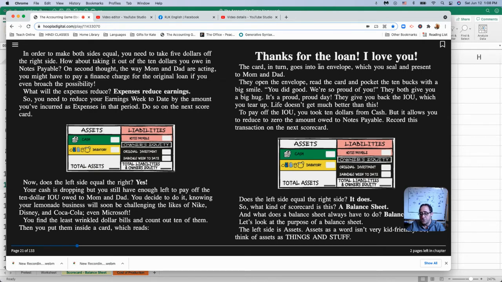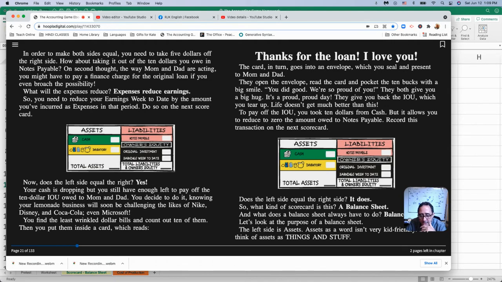I give a card to my parents with the $10 in it. Thank you for the loan. I love you. So you would go to your bank and pay off your bank loan, right? So they read it. They're proud of him. He's paid off the IOU. IOU literally means I owe you money.